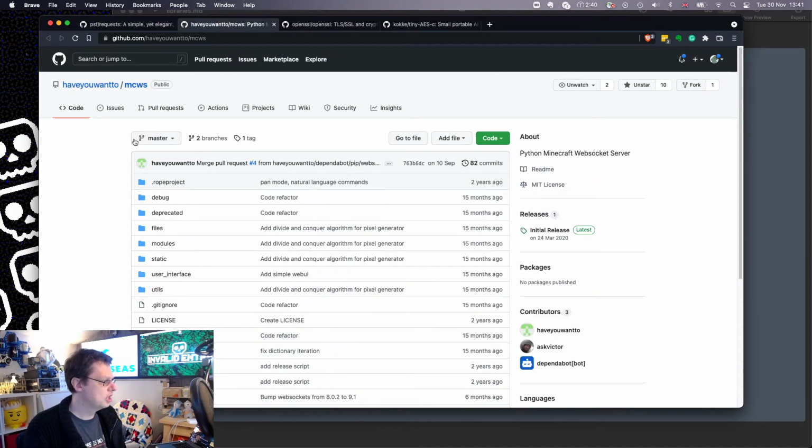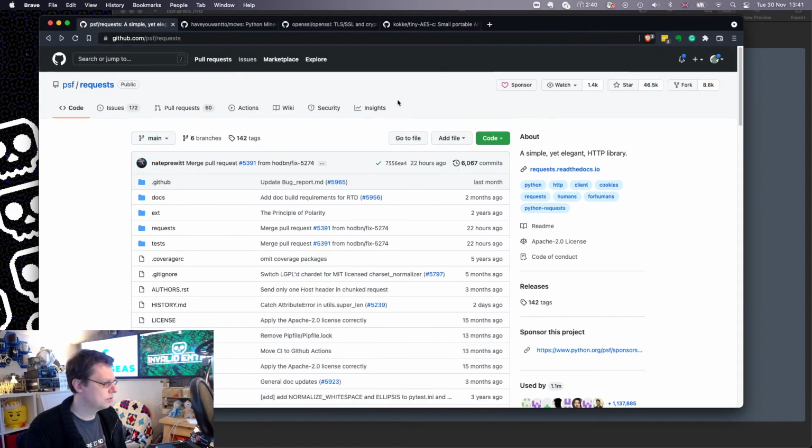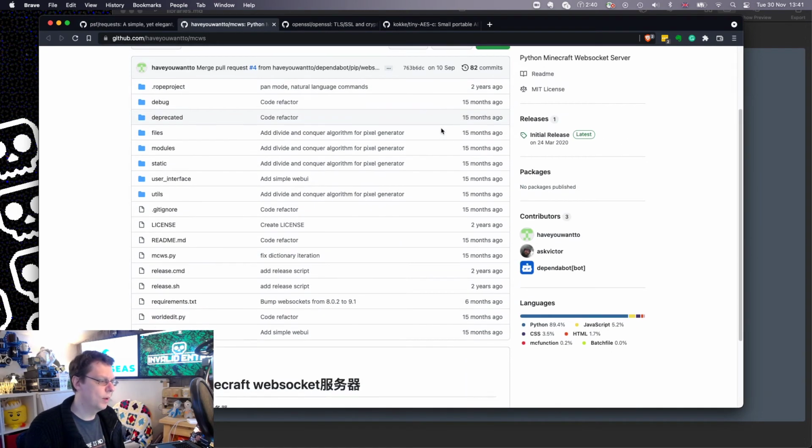On the other hand, you have a library like this. This is a little personal library. It's only got 3 contributors. In fact, one is a robot, so it's only got 2 contributors. And it hasn't really got a long heritage here. It's got 82 commits over 15 months. This one had like 6,000 commits. So this is perhaps one to be a little bit more wary about.